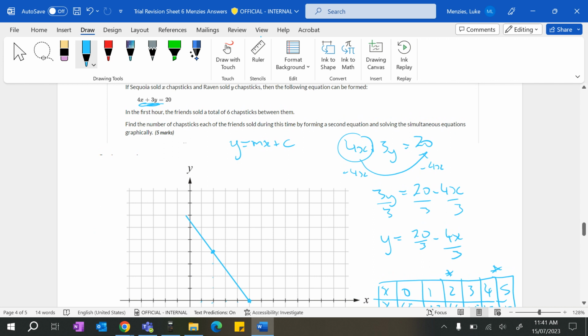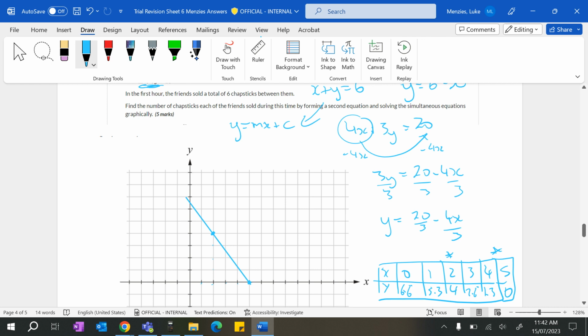In the first hour, the friends sold a total of 6. So what you need to say is, because they told you S is X and R is Y, the total, so X plus Y, is equal to 6. Then I've got to rearrange it back into this form. How do we do that? Moving the X over in the same fashion, I'll minus X from both sides. So I've got Y is equal to 6 minus X, and 6 minus X is a lot easier to draw.